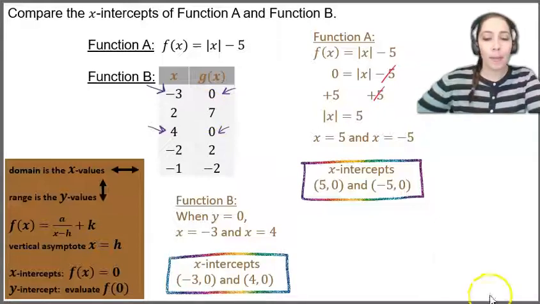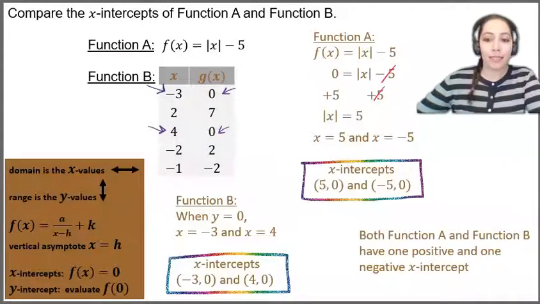So if I was going to compare these two, one way I could do that is to say both function A and function B have one positive and one negative x-intercept.